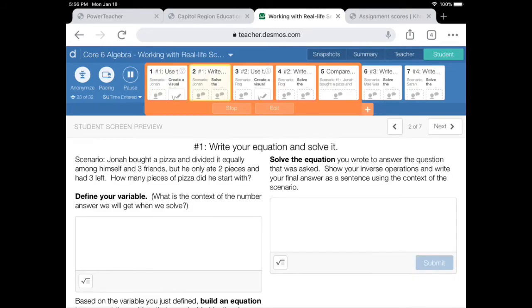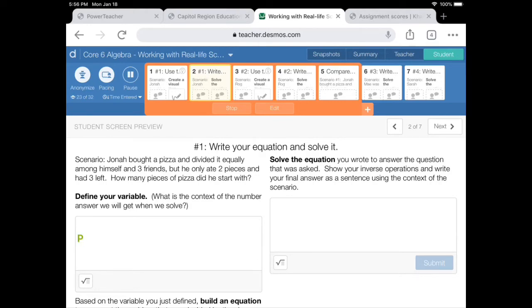So now, if we look here, I've added the question onto the scenario. The question is actually, how many pieces of pizza did he start with? So starting would mean the very beginning amount, not after he divided it up, just in total, how much pizza did he have to share with his friends. So first thing we want to do is define our variable. So let's pick maybe P for pizza.